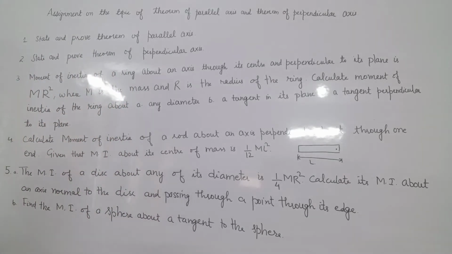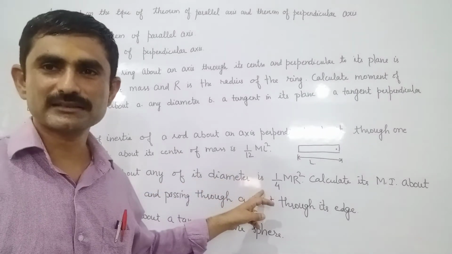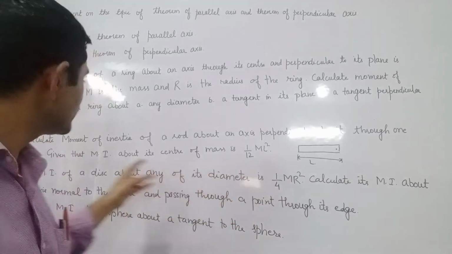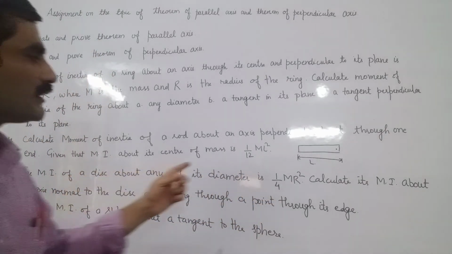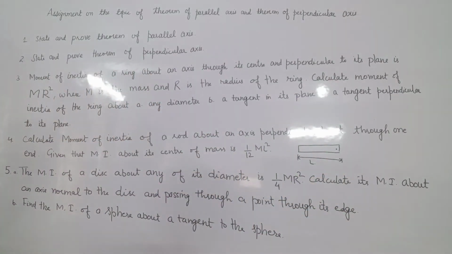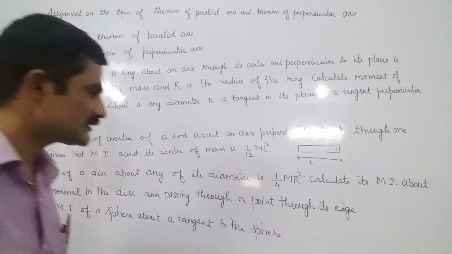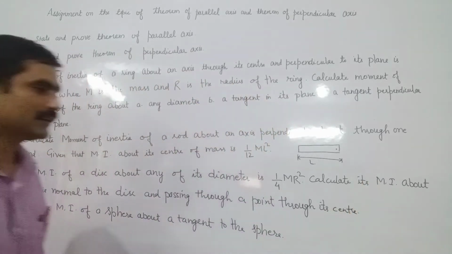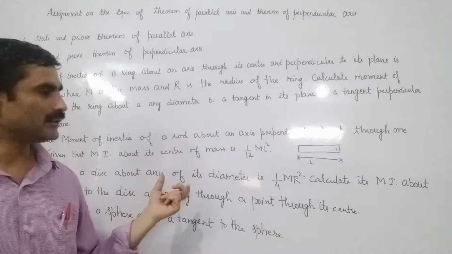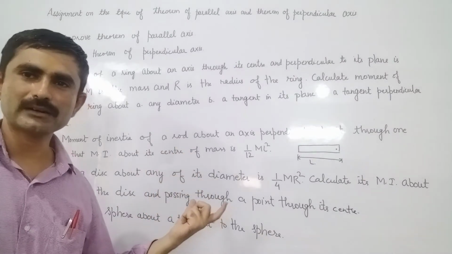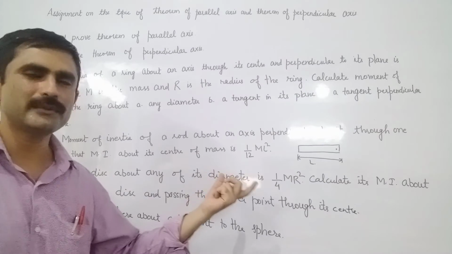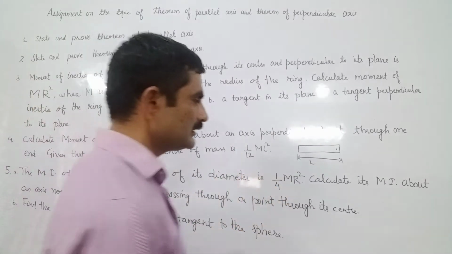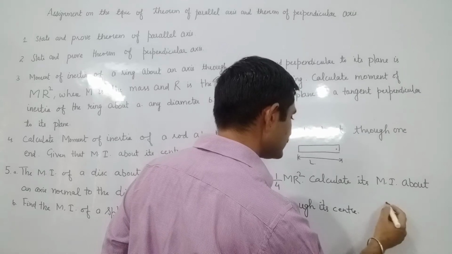The last question: you are given the moment of inertia of a disc about any of the diameters is 1 by 4 MR square. I had already discussed the problem of disc in my video. Now you have to calculate the moment of inertia about an axis normal to the disc and passing through its center. Fine. So this is somewhat reverse of the theorem of perpendicular axis. Not exactly the reverse. You can say we will make use of theorem of perpendicular axis. What will we do? It is a disc.